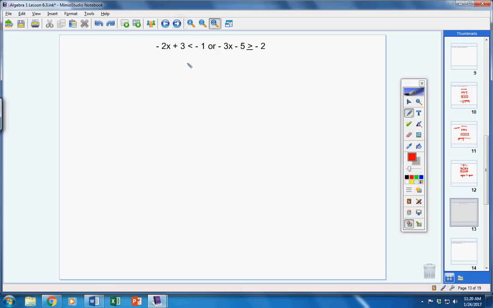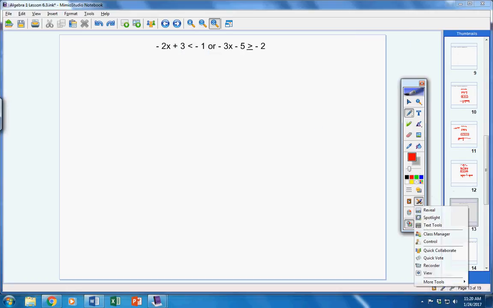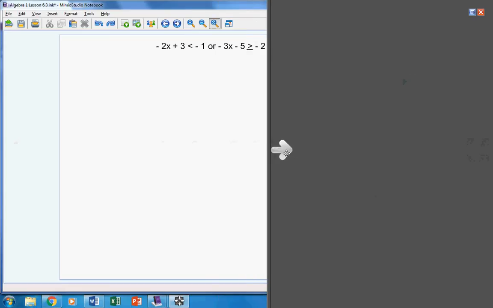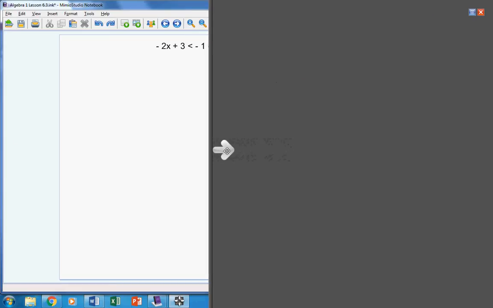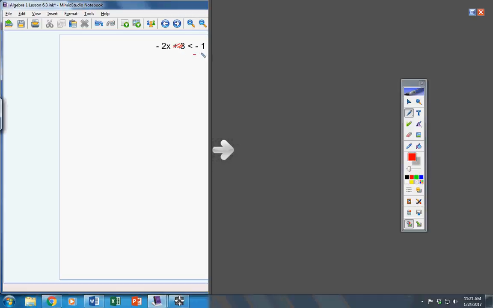So here we go. Let's solve this one first. Negative 2x plus 3 is less than negative 1. So let's go ahead and bring our 3 over. We'll just cover up this part over here like that. There we go. Alright, so we're going to bring our positive 3 over and make it a negative 3. And we're left with negative 2x is less than negative 4.